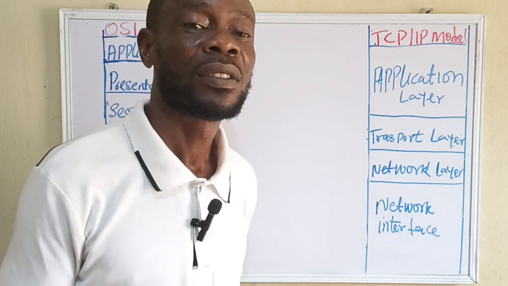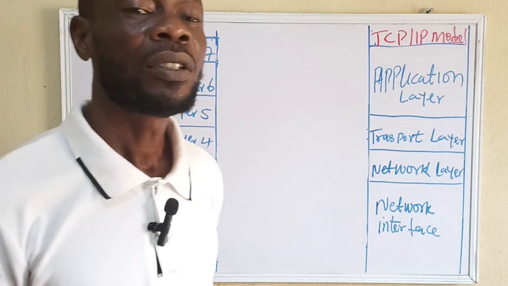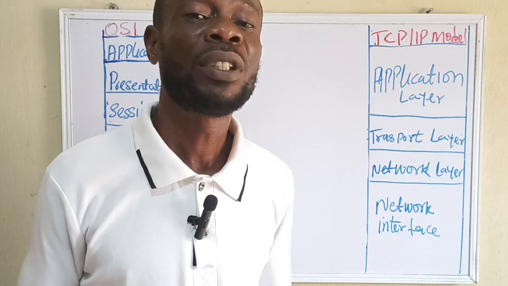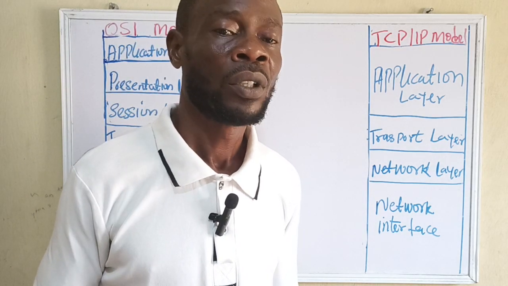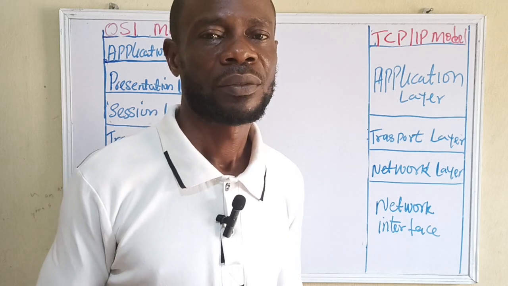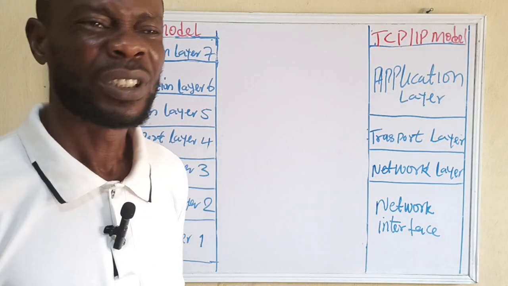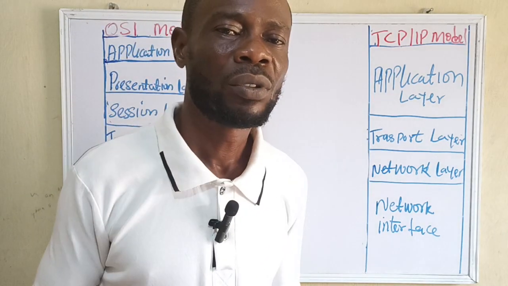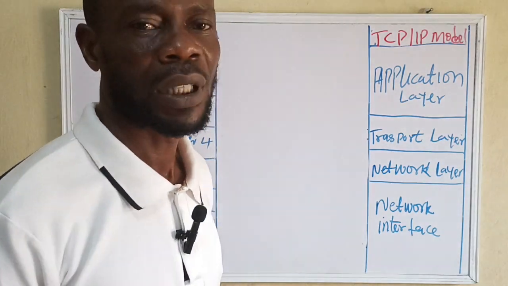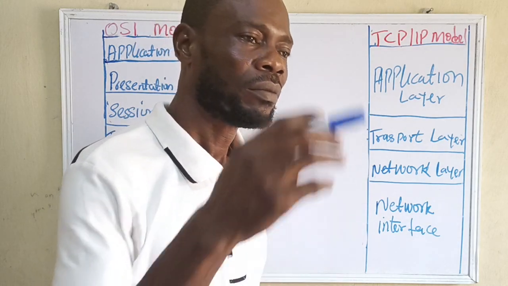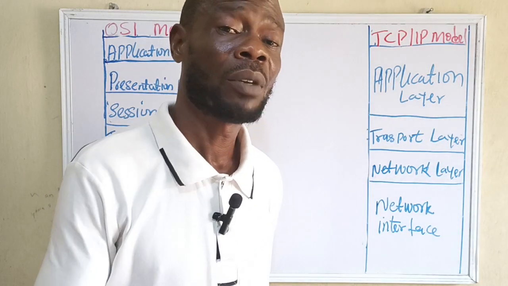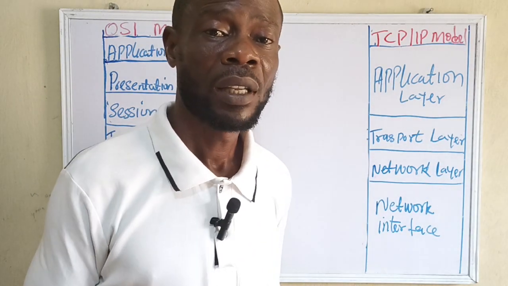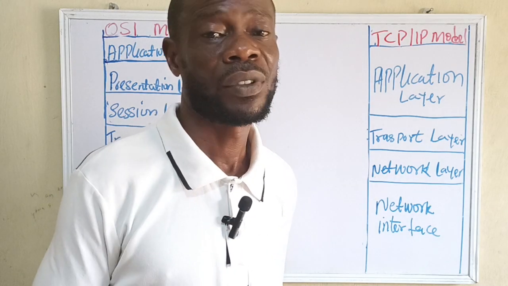In the 70s, telecommunication equipment from different vendors could not communicate. There was a barrier. IBM computers could not communicate with computers from other vendors. Okay, that's a short, brief history of it.